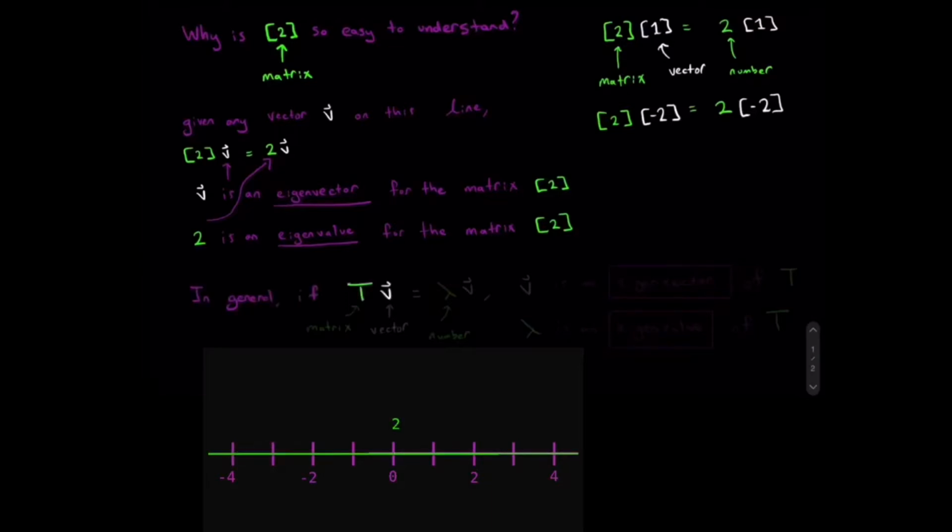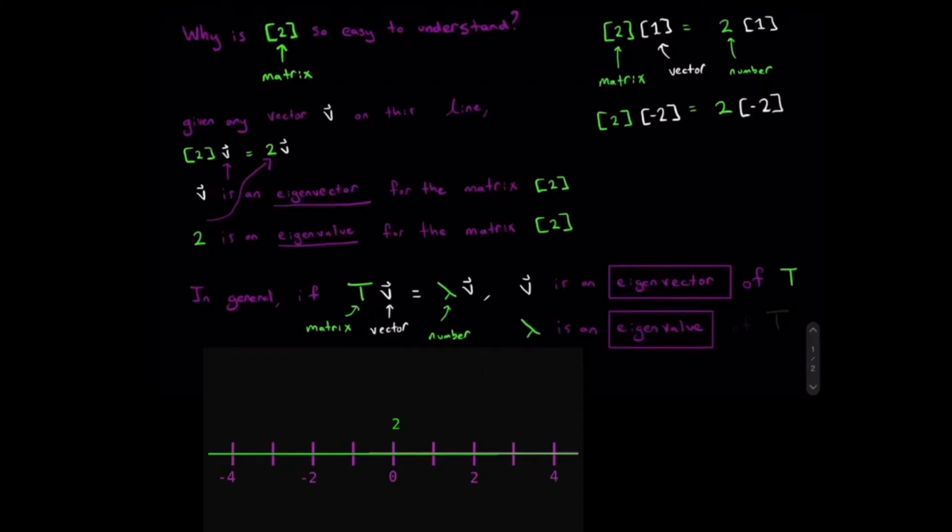Now in general, if you have any matrix T and you multiply it by some vector V and you get a number lambda times V, we have special names for that. That's what this video is about: V is called an eigenvector of this matrix T, and lambda is its corresponding eigenvalue for the matrix T.